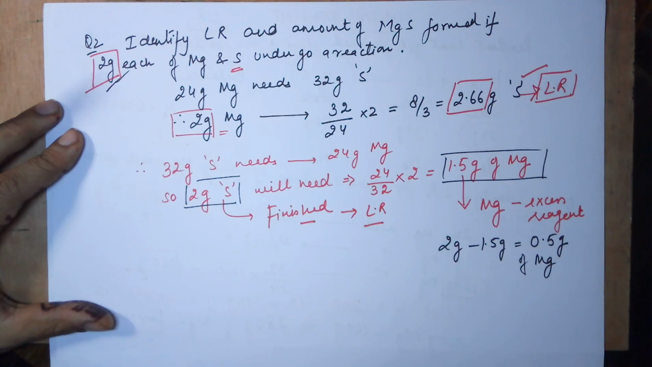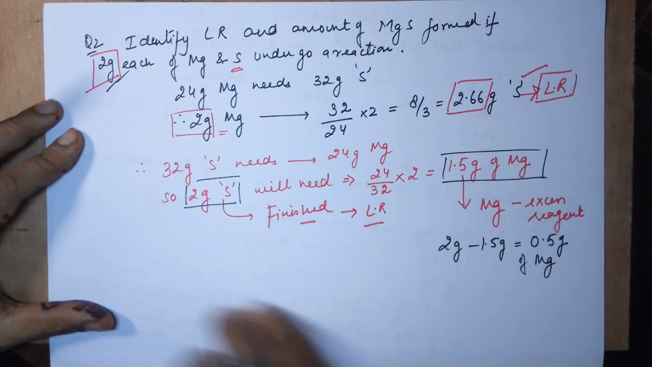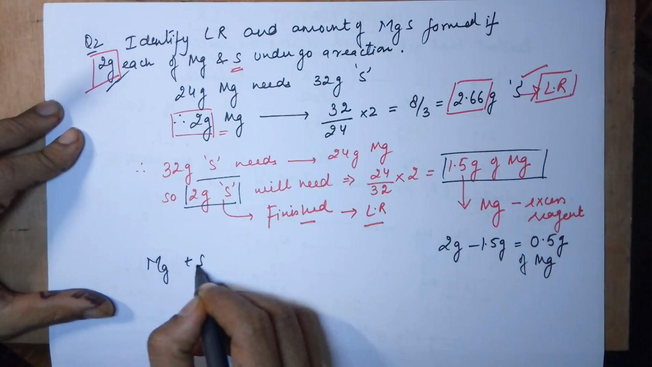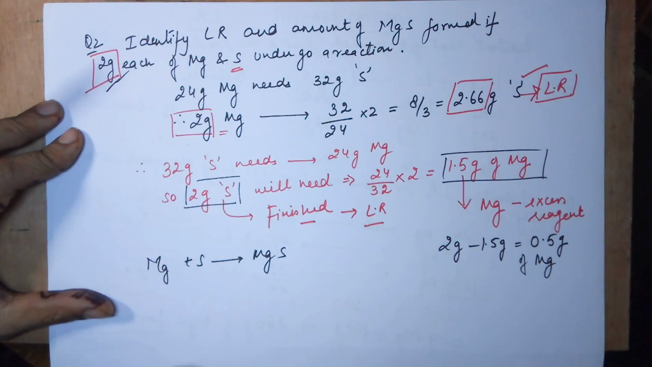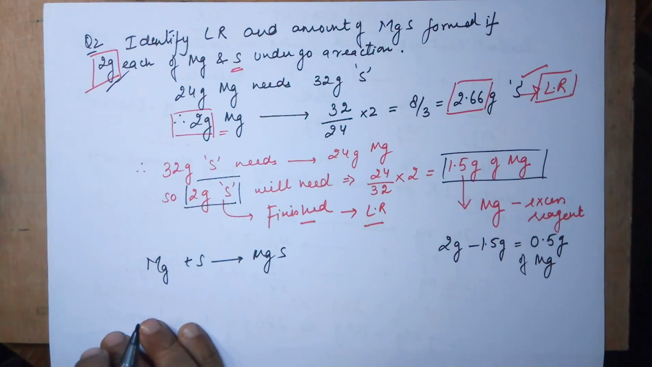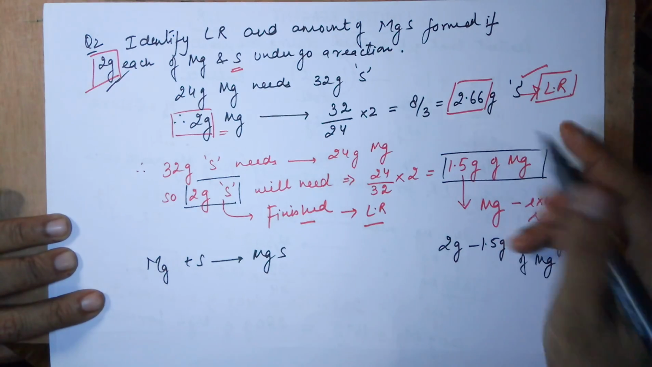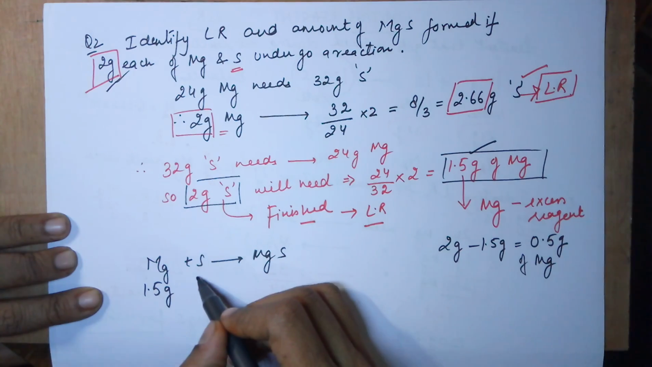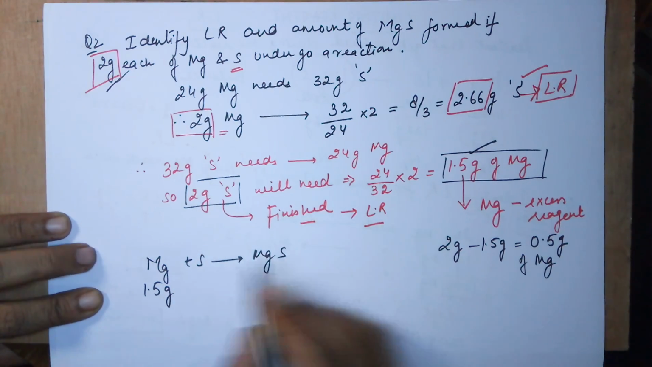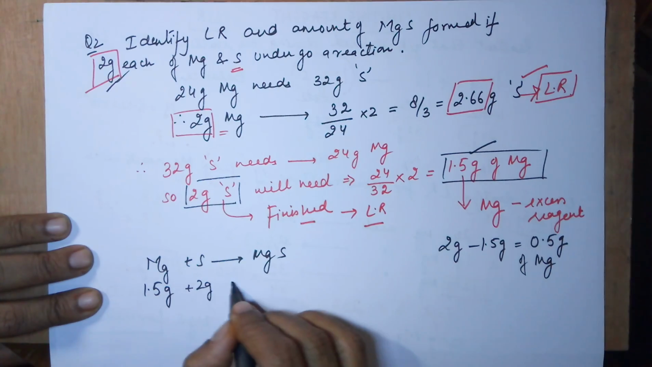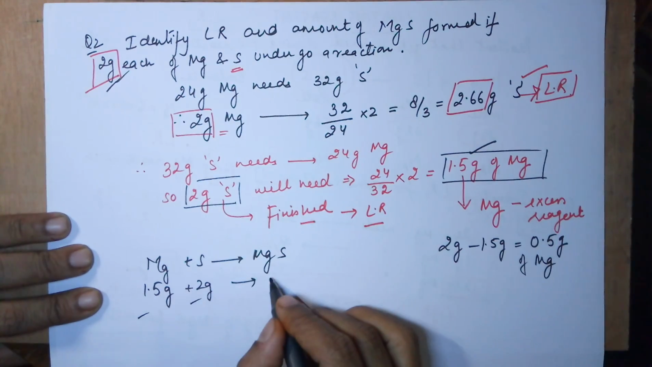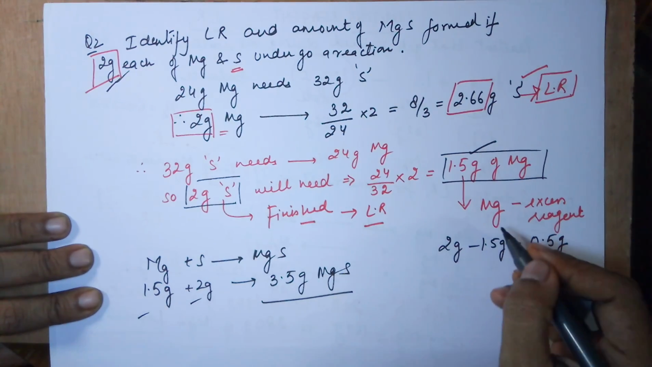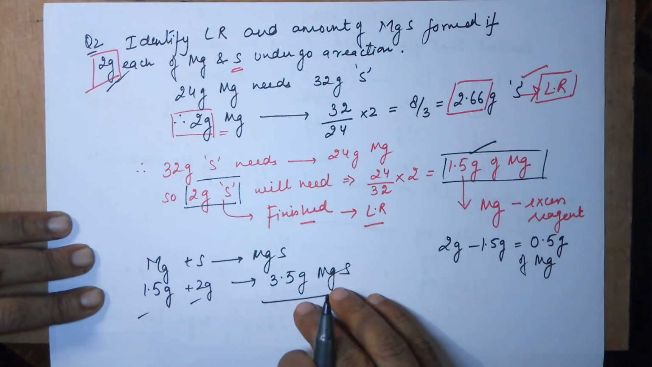Lastly, to calculate the amount of magnesium sulfide formed. Again, since it is a reaction where magnesium combines with sulfur to give you MgS, on the basis of law of conservation of mass, the amount of magnesium that has reacted is 1.5 grams. Amount of sulfur that has reacted is 2 grams. Since it is the limiting reagent, it reacts completely. Hence, you have to end up in 3.5 grams of magnesium sulfide.